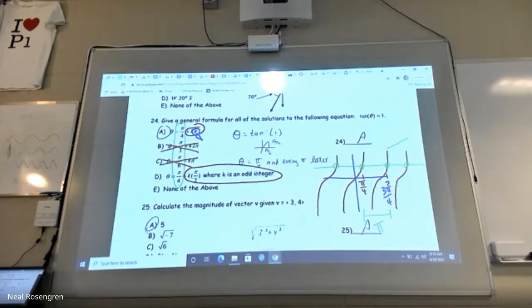Sine, cosine, secant, cosecant, the periods of those are all 2 pi. Just a trip around the circle. Tangent and cotangent, the period of those are pi, because they repeat. Like in the first and second quadrants, and then it repeats in the third and fourth.